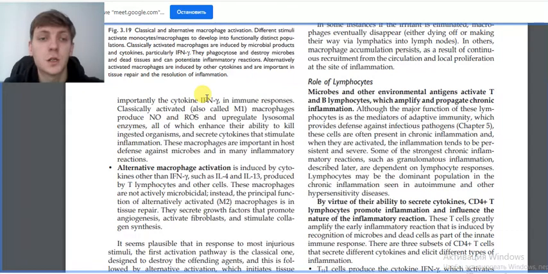Classically activated macrophages produce NO and reactive oxygen species, nitric oxide and reactive oxygen species, and they upregulate lysosomal enzymes, so they enhance their ability to kill ingested organisms, and even some parts of human cells. You remember from previous topics that viruses inside the cell can provoke the apoptosis process, which also requires macrophage activation to digest apoptotic bodies. That's the classical pathway of macrophage activation.